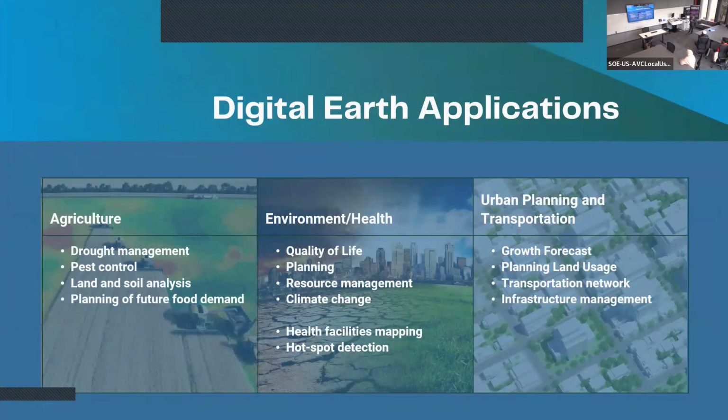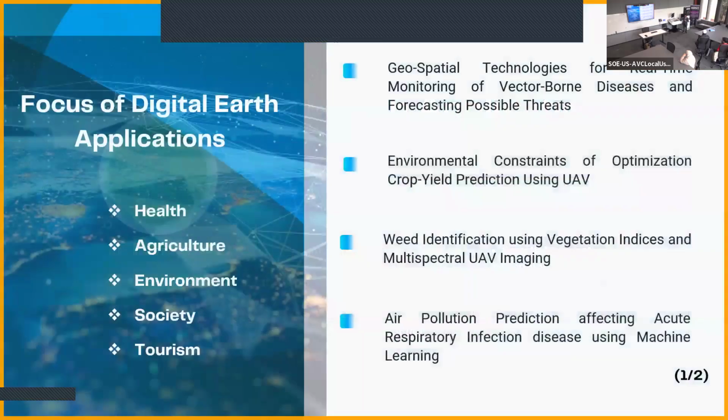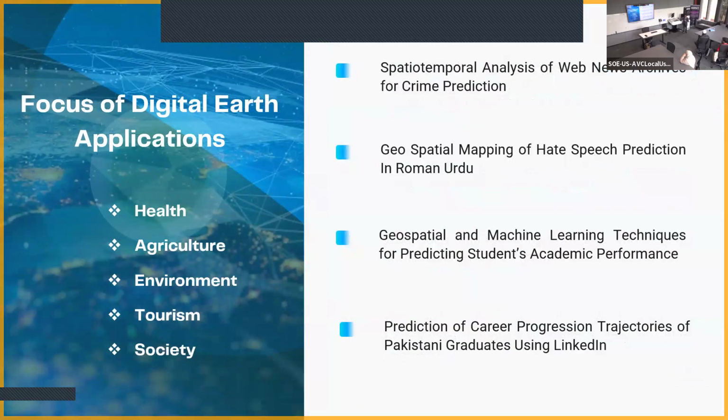are widely used in agriculture for drought monitoring, pest control, land and soil analysis, and planning for future food demand. And similarly, when we talk about the environment, health, quality of life planning, and resource management. So in short, we can say the digital Earth application is being used everywhere.